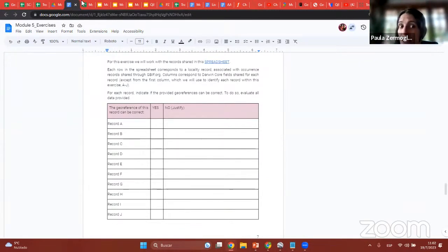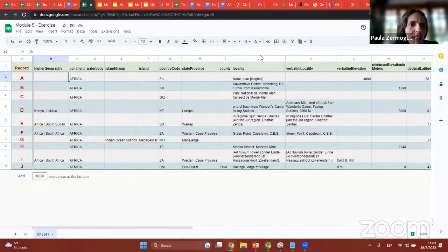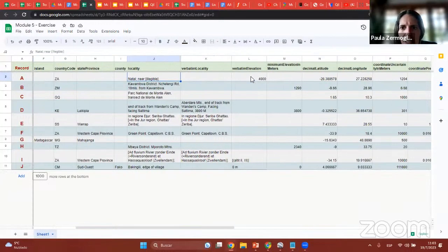For example, if I'm looking at the first record and I see this locality with this elevation, and I put the coordinates on a map, and they are in another place in America, well, there is something wrong. So this is not correctly georeferenced. It's not the case of this one, I'm just giving an example.